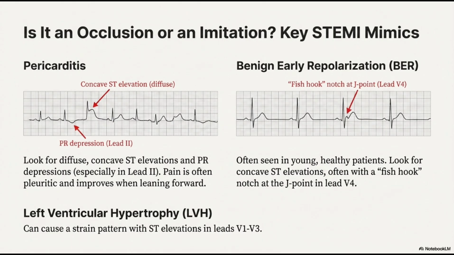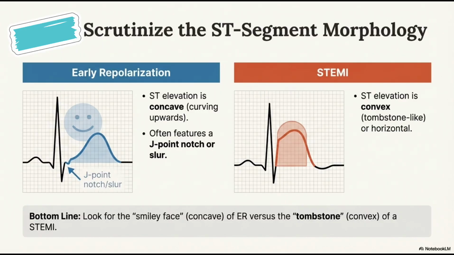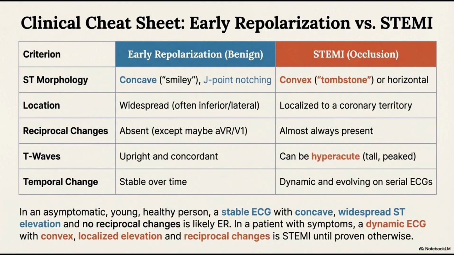BER is incredibly common in young, healthy, athletic people. It also presents with concave ST elevations, but what you want to look for is a distinctive fishhook notch right at the J-point, often most obvious in lead V4. A fishhook notch. And like pericarditis, it's widespread across inferior and lateral leads, but the key distinction is that it's stable over time. So if we put them all side by side, the true STEMI occlusion versus these 2 mimics, what are the critical differentiators? What's the ultimate aha moment for the learner?